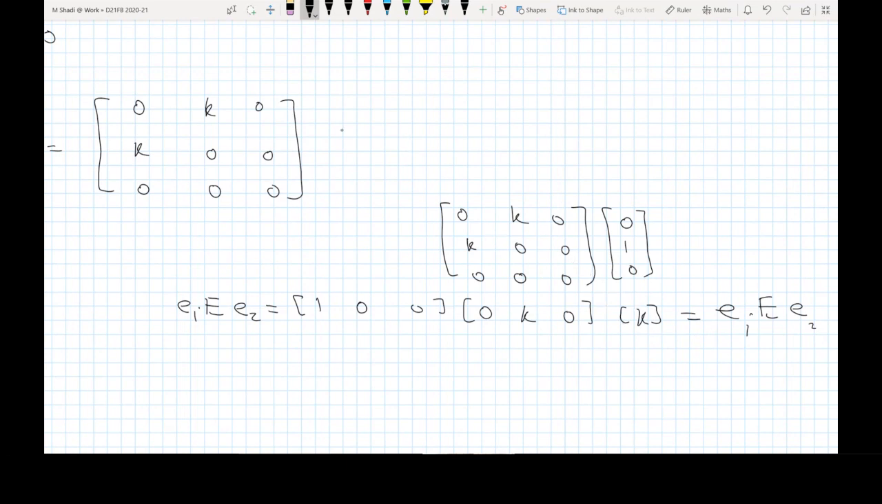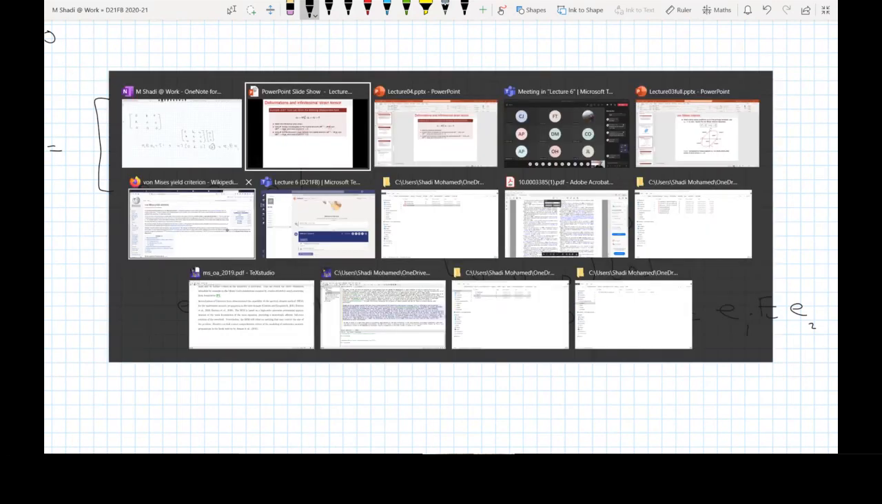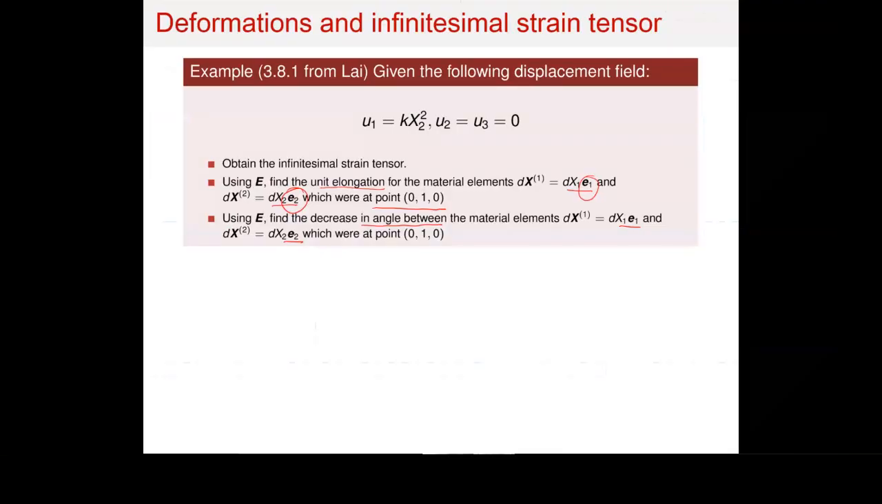So basically, if you look into this matrix, there is no normal strains, and this is why you don't have a change in the unit length in the x1 direction or a change in the unit length in the x2 direction, but you have a change in the angle between x1 and x2, so this is the k, and this is the k here. All right, so this is the solution of this example.